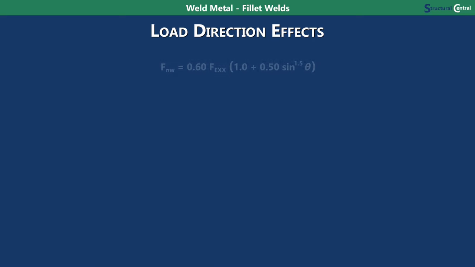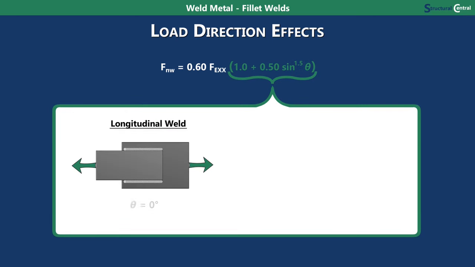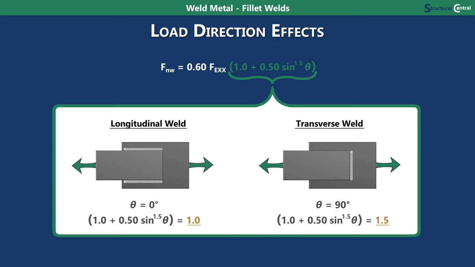First is equation J2-5, which allows you to increase the nominal weld stress, which is normally 0.6 times FEXX for fillet welds, by multiplying it by this factor, which depends on the angle between the load and the weld's longitudinal axis, theta. For a longitudinal weld, theta is 0 degrees, and the factor ends up being 1. For a transverse weld, theta is 90 degrees, and the factor ends up being 1.5.